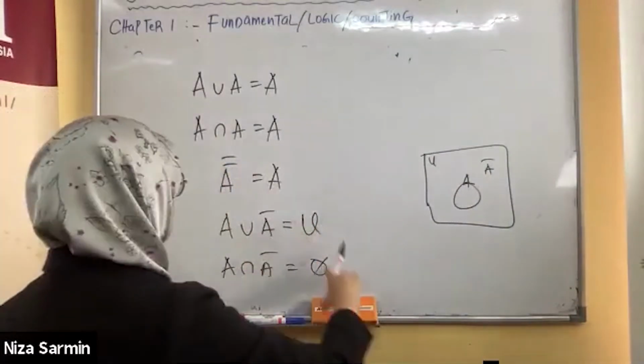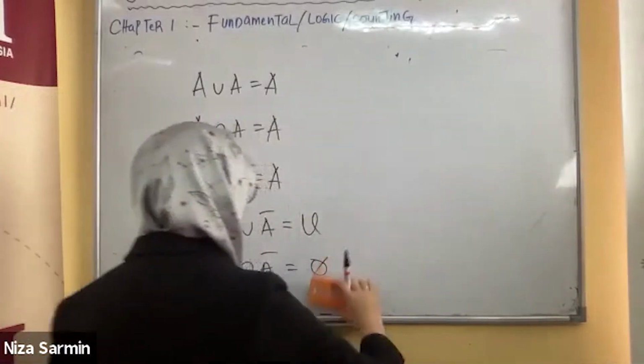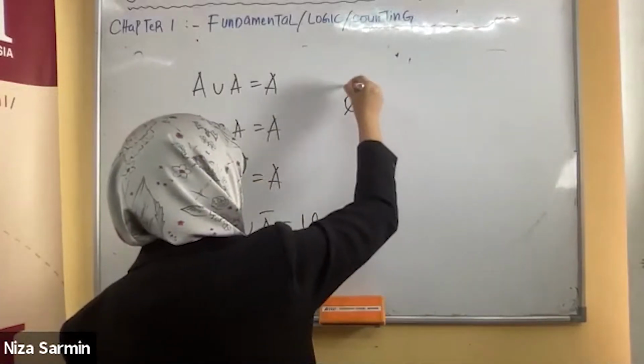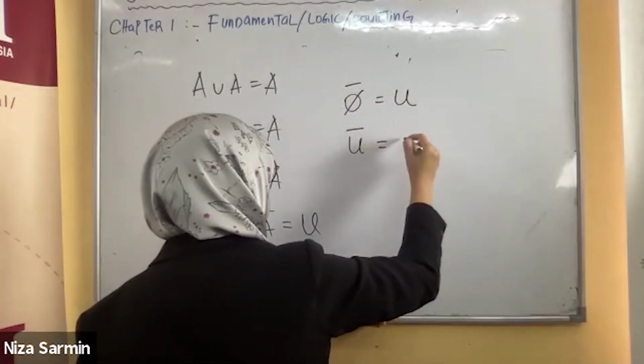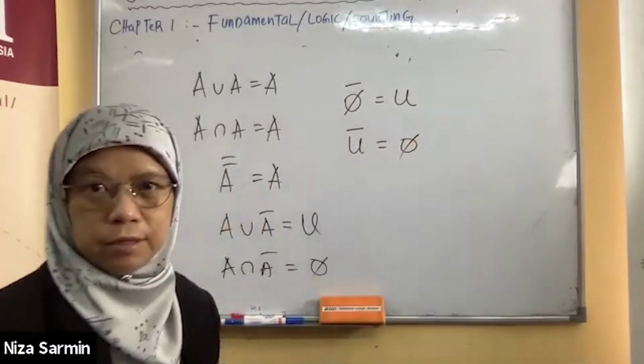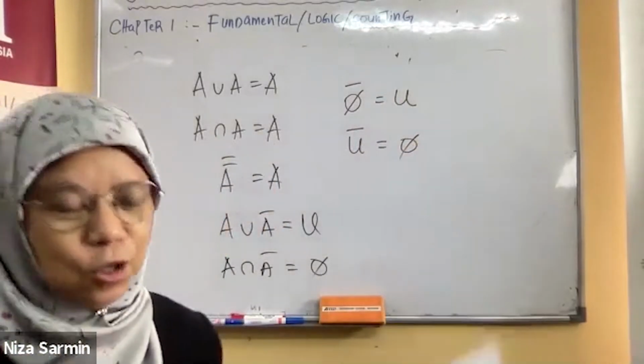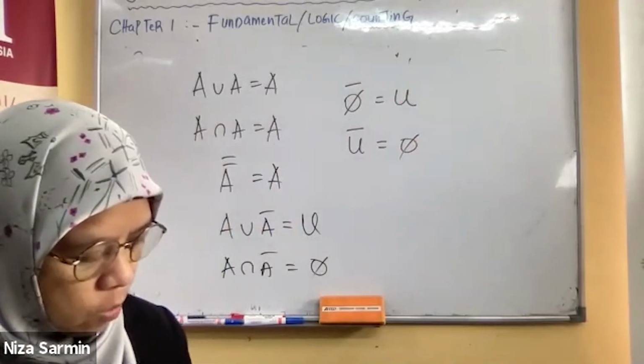This is all about complements right now. The empty set complement is U. U complement is empty because there is nothing. U is the universal set. Okay.